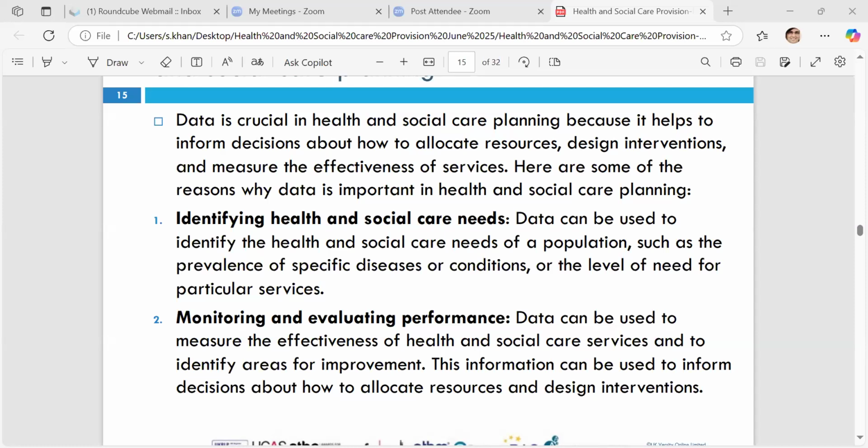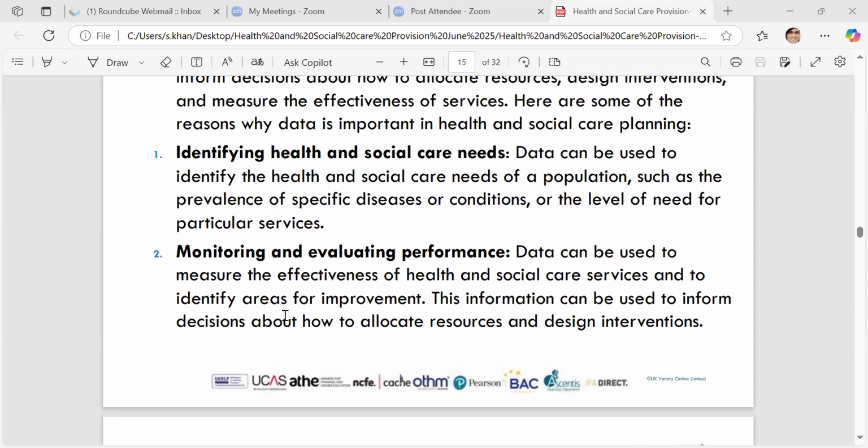Why do we need data to identify health and social care needs? We need to record information to give us the details of what the person went through, or how you treated the person. It is used to identify the needs and care of a population, for example if someone has any specific diseases.